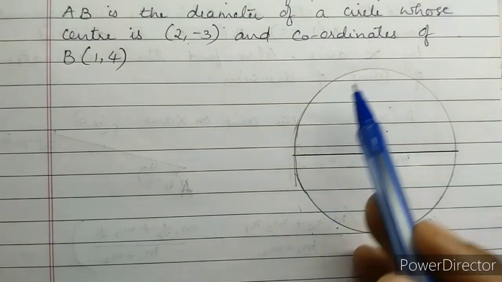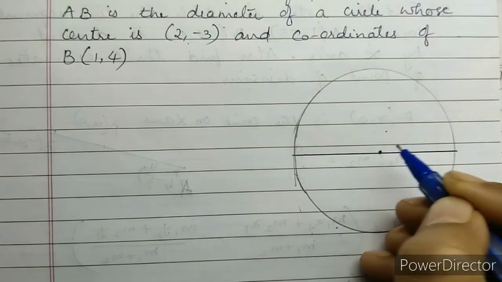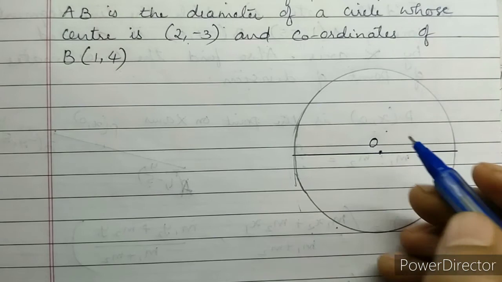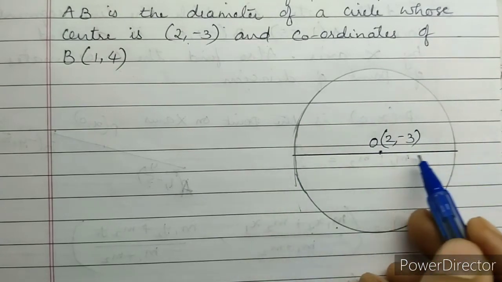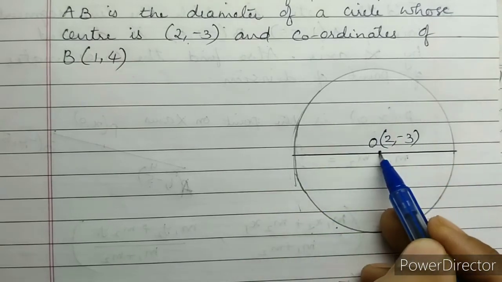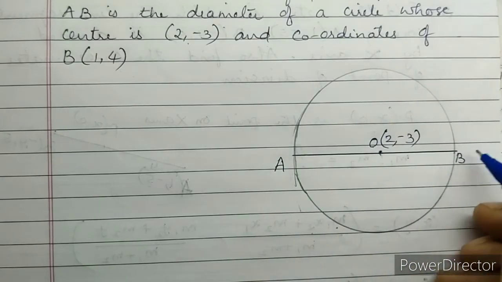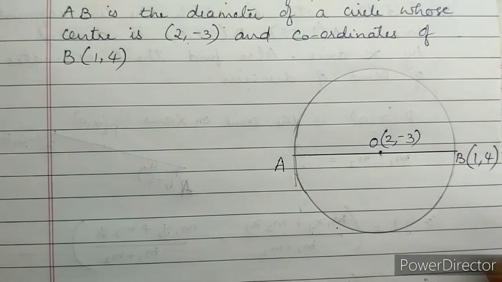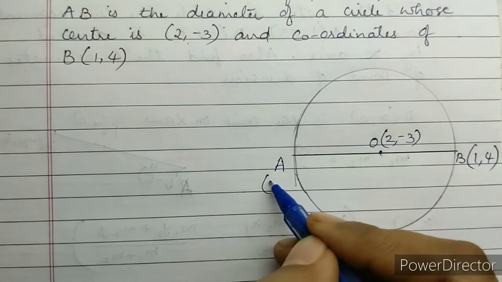See, here I have drawn one circle. This is the center of the circle, O, you can mark. Coordinates are given: (2, -3). This is the diameter. Diameter means it is the chord passing through the center of the circle. So A here, B here. B's coordinates are given, (1, 4). A's coordinates you don't know, so you have to put it as (x, y).